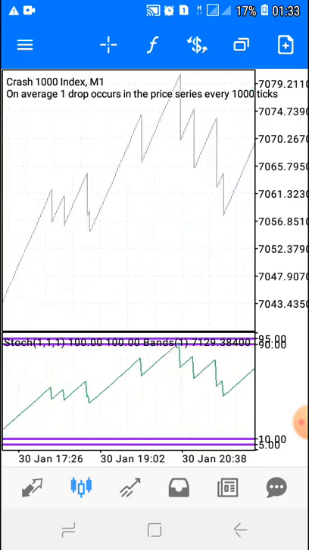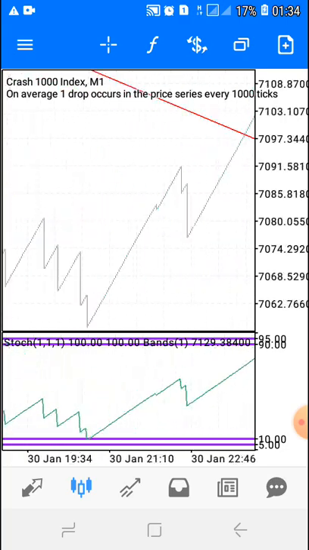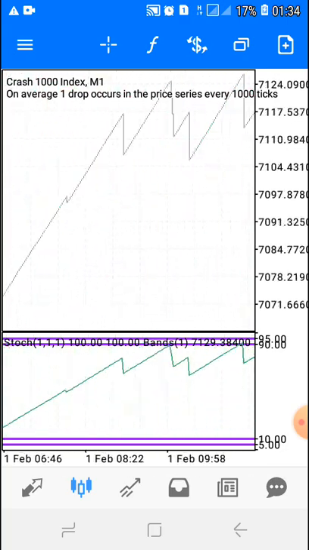Okay, and before the breakout had happened, we also had entries. Okay, so that is how you use the Bollinger Bands.